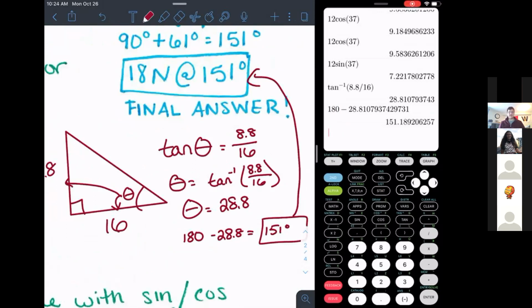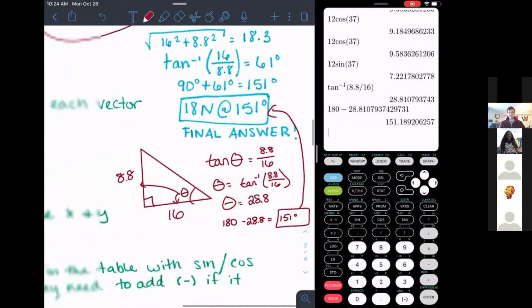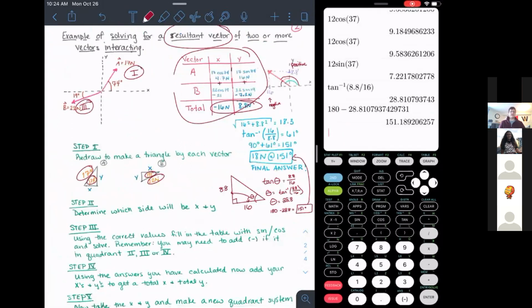Any questions on this or on anything from this demo problem or this example? We're going to go through one together, but I just want to see if there are any questions before we go through one all together.